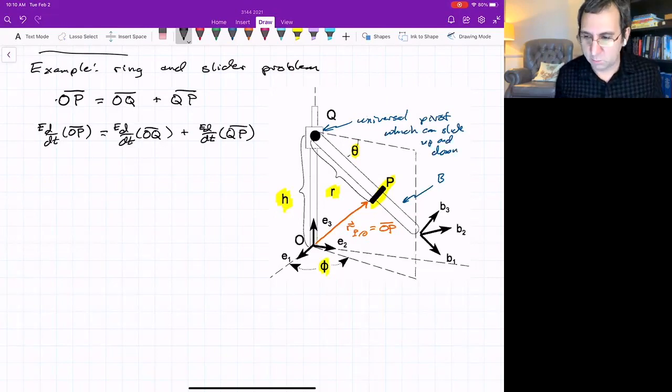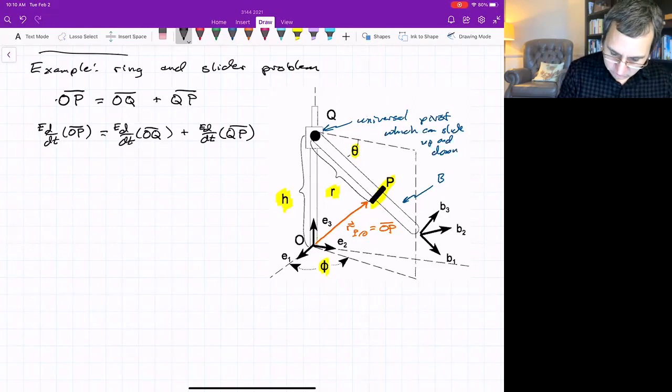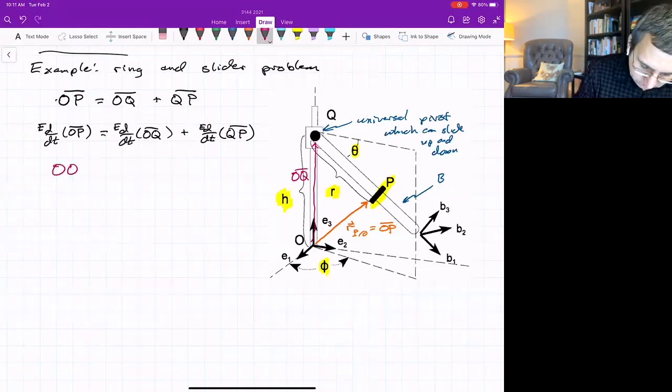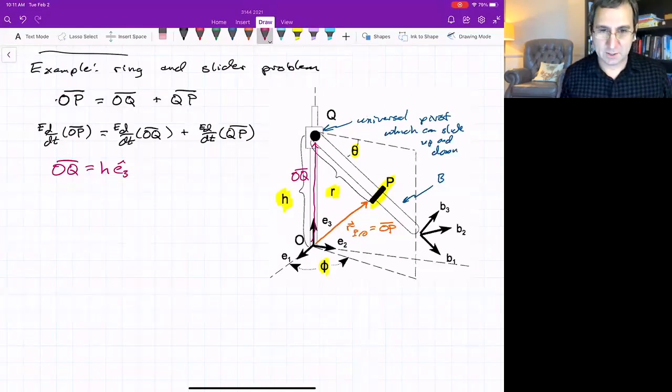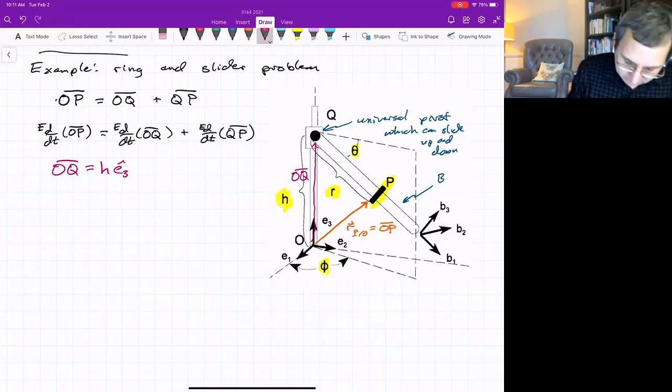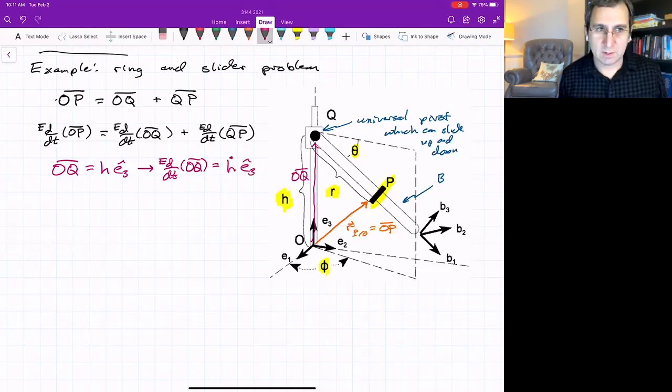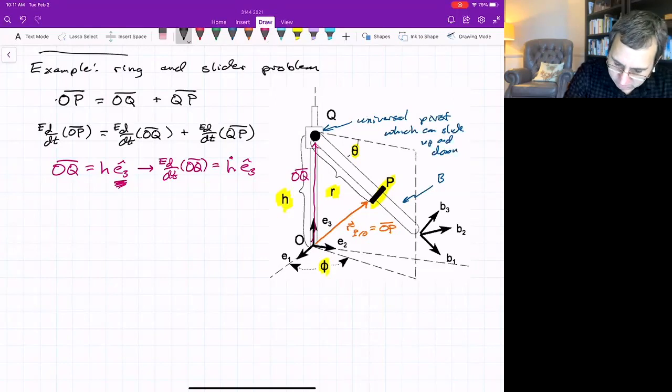All right. Now we can write what the derivative of OQ is. Because what is OQ? I'll draw this vector in maroon. There's OQ. OQ is a distance h in the E3 direction. So it should be pretty easy to take the derivative of that with respect to the E frame. So the derivative of OQ is just h dot E3. You might ask, why didn't we use the transport theorem? Because I'm taking the derivative with respect to the E frame, and this is already written in the E frame. So, done.